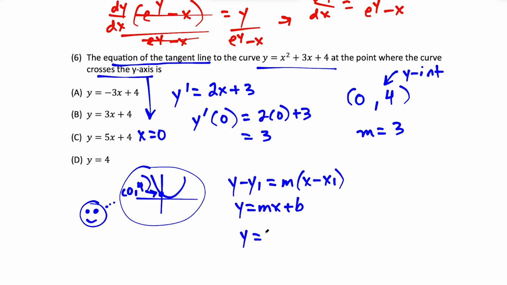So we're going to plug in here, we have y equals, the slope is equal to 3 times x, and then plus the b value here, for our y-intercept, which is 4. So now we just scan the answer choices, and choice B is our solution.